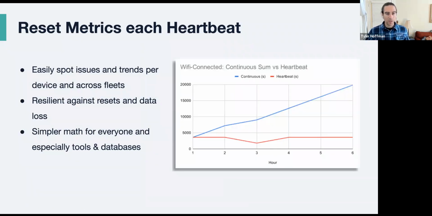I alluded to it before, but you can reset the metrics. You should reset the metrics for each heartbeat interval. And the graph here on the right kind of shows what I mean. Over time, a value will just be constantly increasing if this value does not get reset every hour. But the red line is showing you the value that is collected over the duration of the hour. And you can more easily spot regressions or increases or decreases. And also it's just easier math.